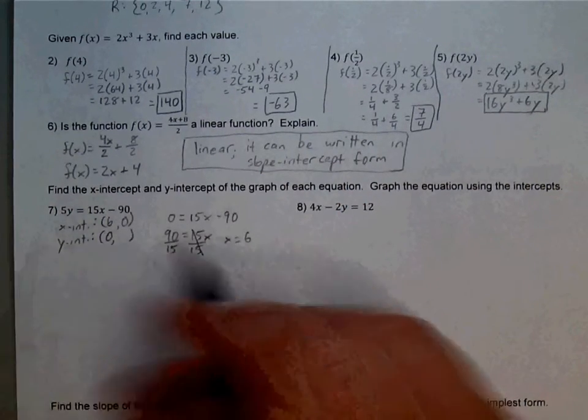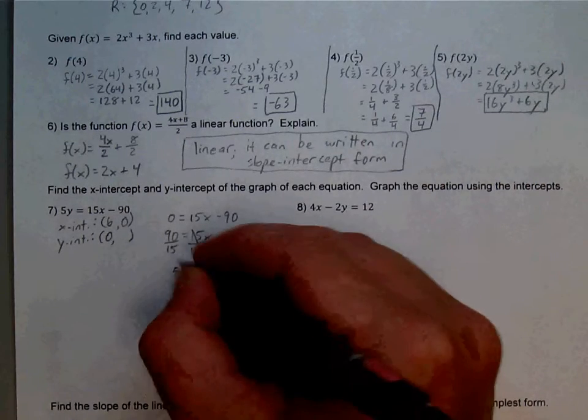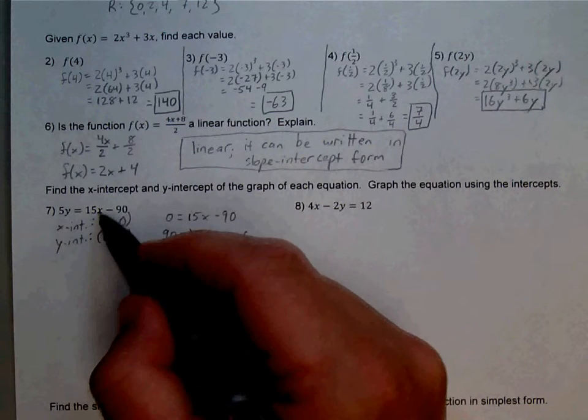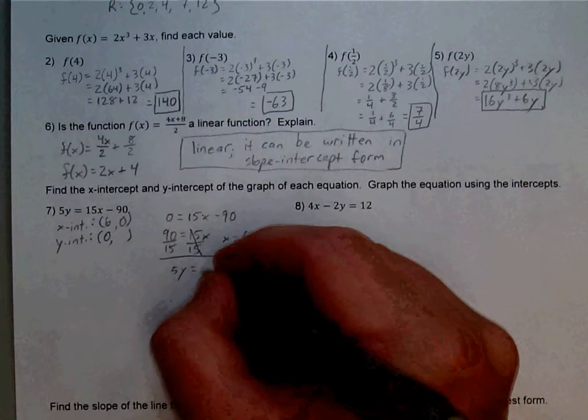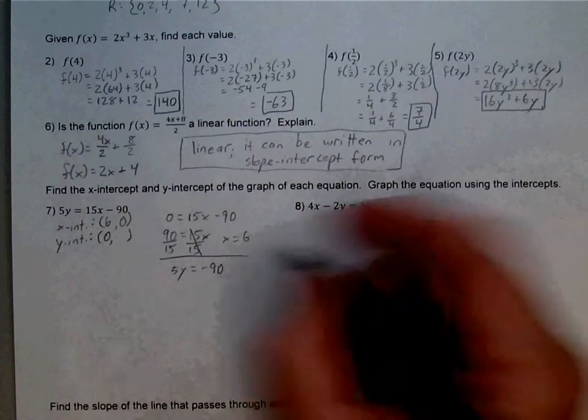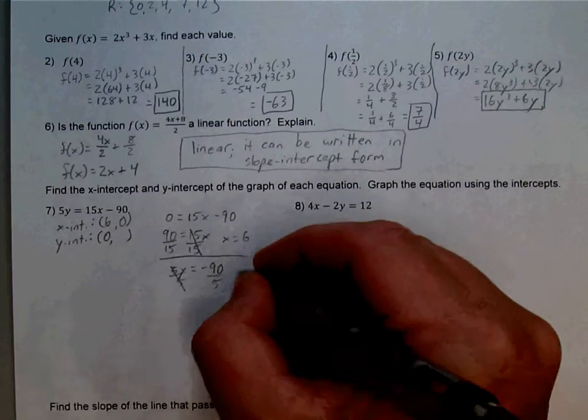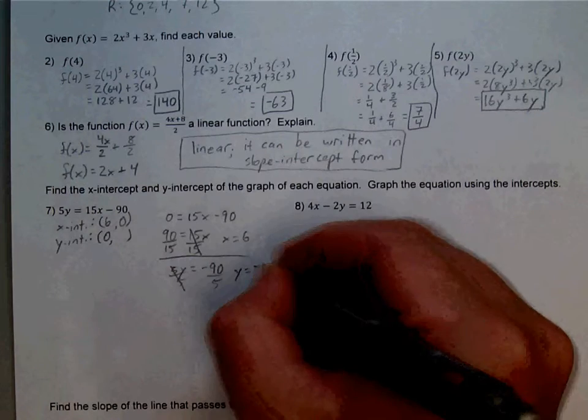Then for the y-intercept, plug 0 in for x, so we would have 5y, plug 0 in for x, 15 times x is 0, so that just goes away. I'm left with negative 90. So divide by 5. We should get negative 18.